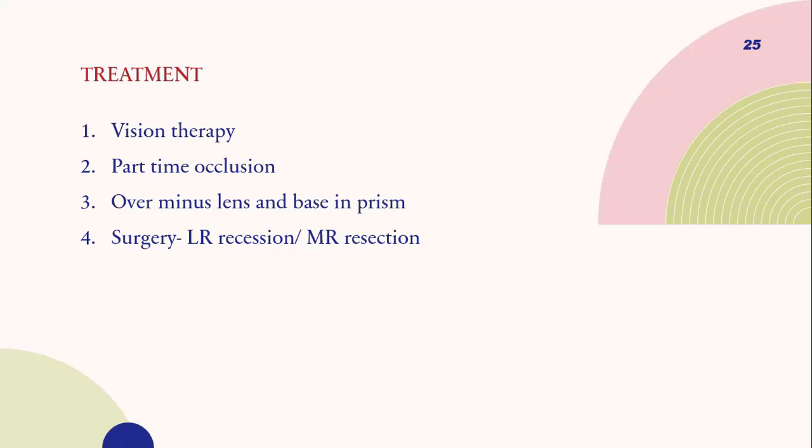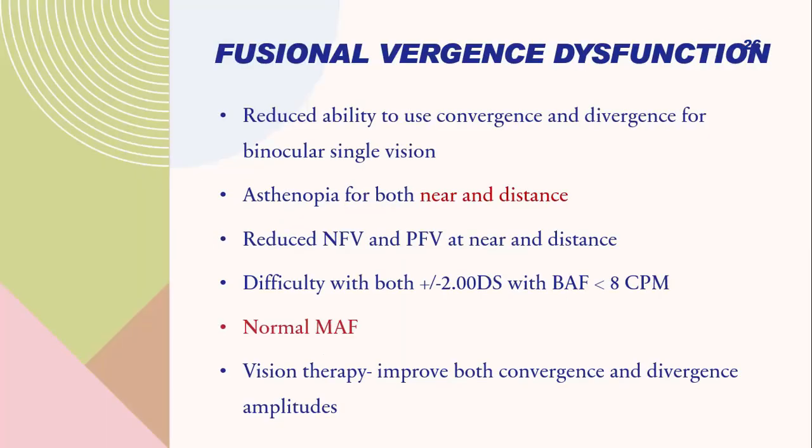We can also give part-time occlusion, similar to how we treat intermittent exotropia, which are actually anti-suppression exercises. And we can also give over-minus lenses, which will actually stimulate the accommodation and also relieve the divergence spasm. And finally, we have to give surgery with lateral rectus recession or medial rectus resection.